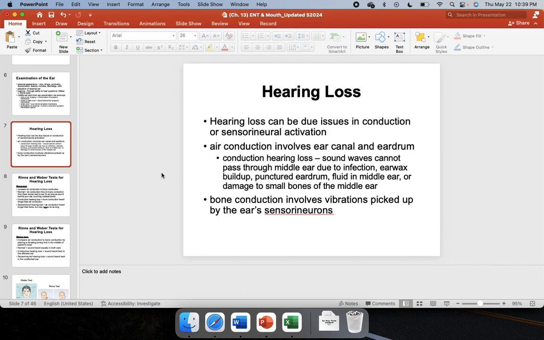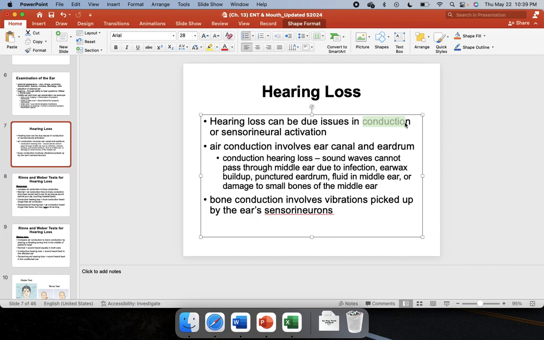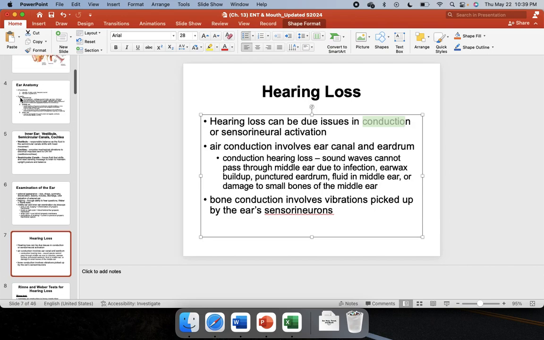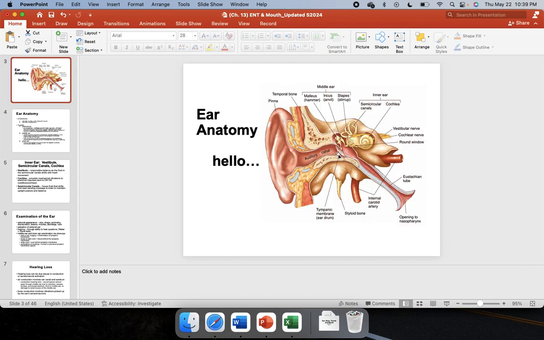So as far as this Weber and Rinne test, so hearing loss. Hearing loss can be due to conduction, so the sound waves, right? So if you think about it, sound is a vibration, and as that vibration goes into our auditory canal, it hits the tympanic membrane, and that tympanic membrane is going to vibrate. You'll notice that this malleus is connected to that tympanic membrane, so this vibrates.